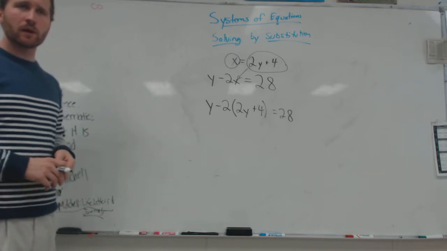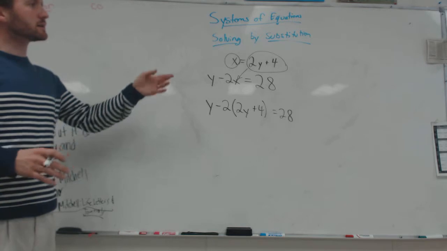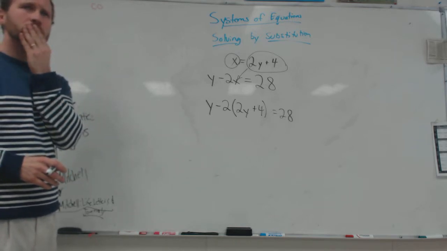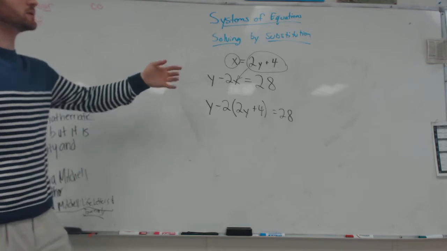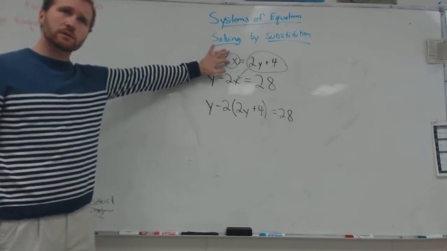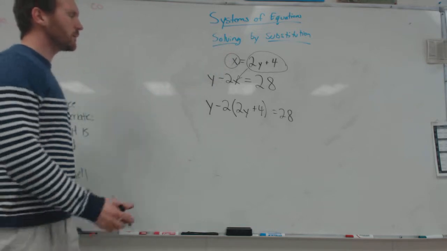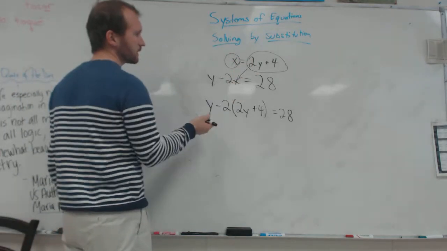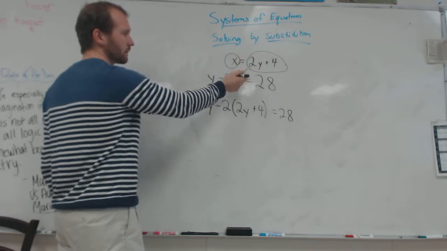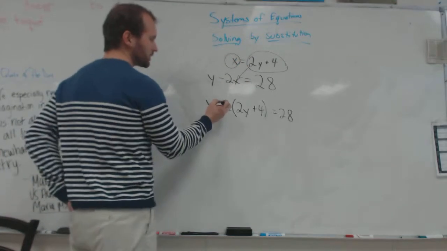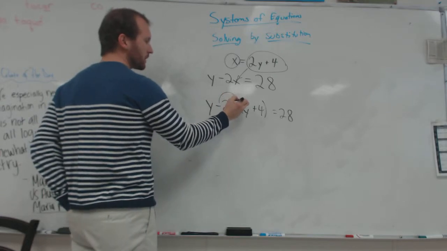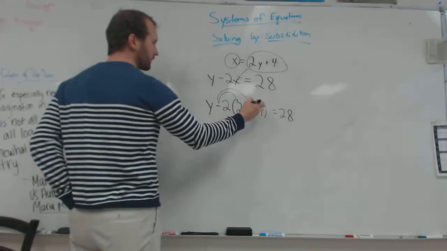Why did I do that? Why didn't I substitute for y? It didn't say y equals. It told me x equals. So I plugged in what x equals. So whatever they give me is what I'm going to plug in here. Okay, so now I have to distribute. Remember to distribute the negative.